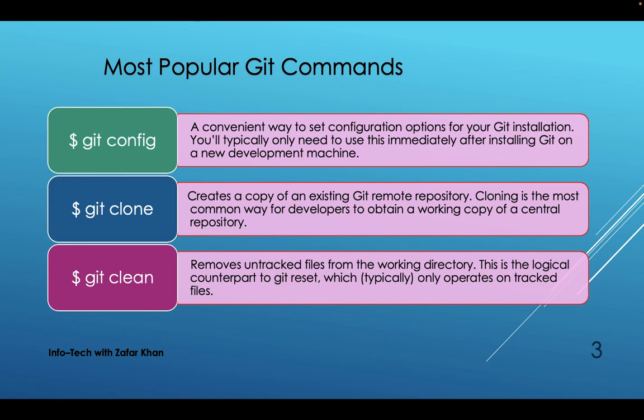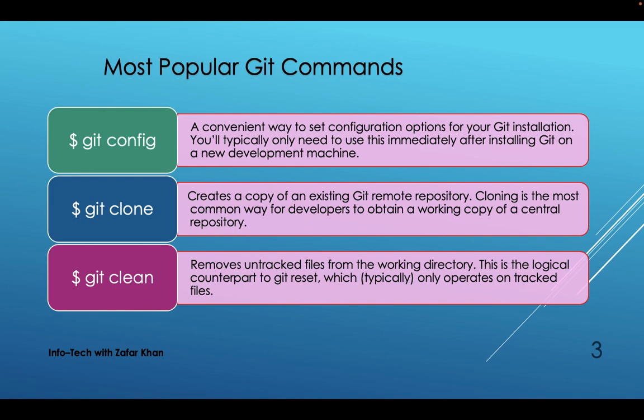Git config. First command is git config. It is a convenient way to set configuration options for your Git installation. You will typically need to use this immediately after installation of Git on a new development machine. The first thing you should do when you install Git is set your username and email address. This is important because every Git commit uses this.